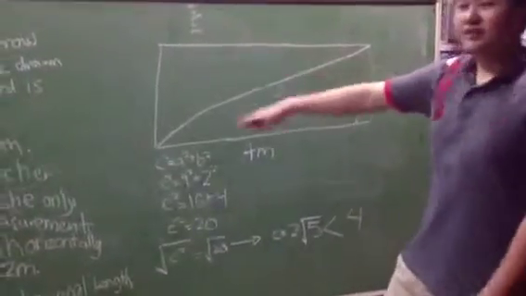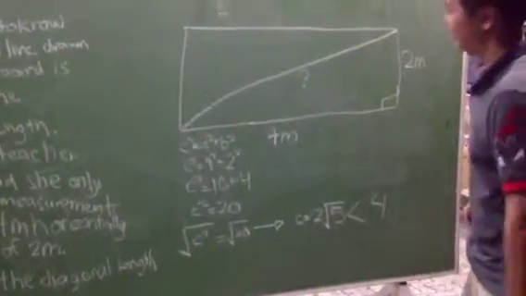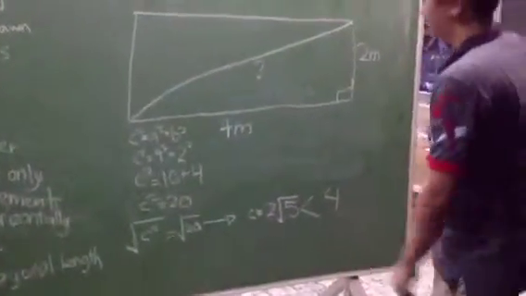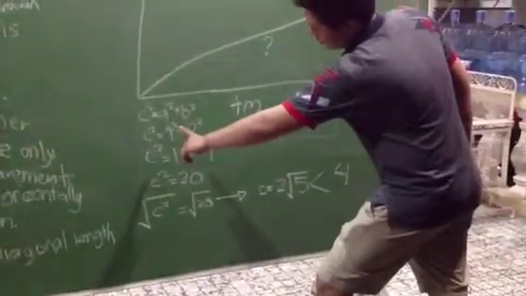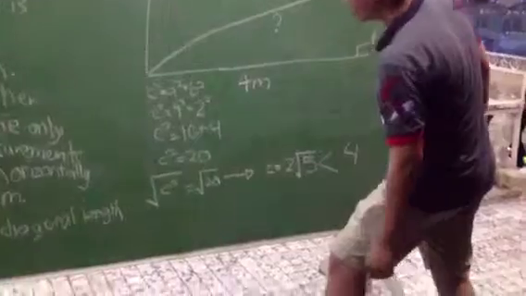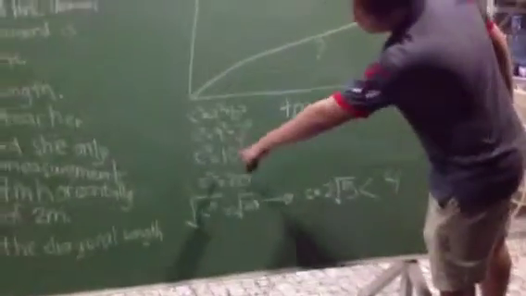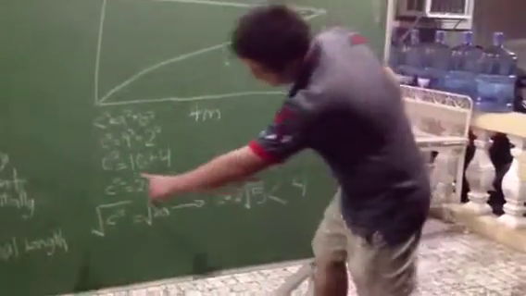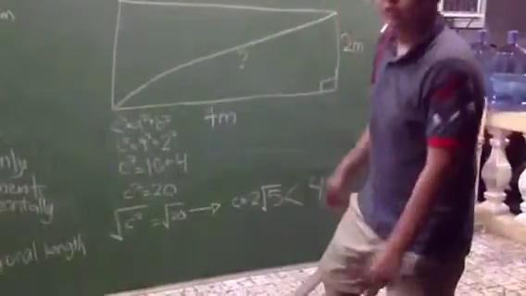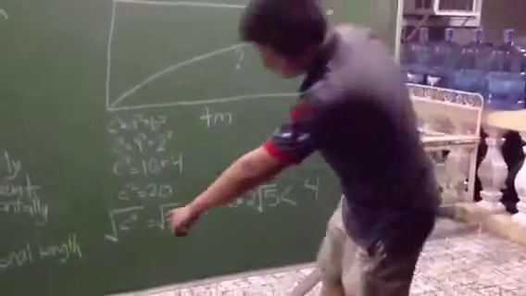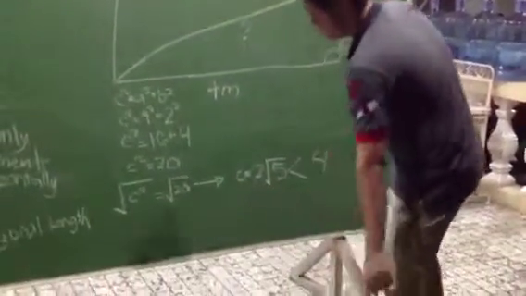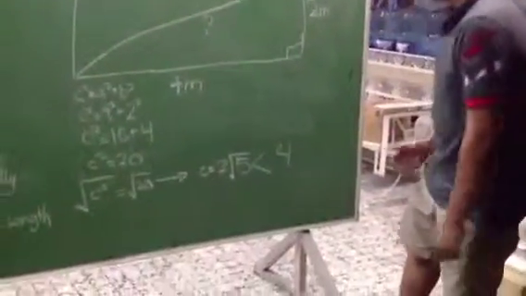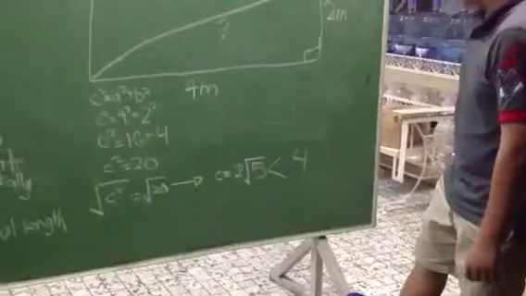So you can make this a right angled triangle, and the solution is c squared equals a squared plus b squared. So c squared equals 4 squared plus 2 squared, and if you square them both, it's 16 plus 4. If you add them together, c squared equals 20. The square root of c squared equals the square root of 20, so c equals 2 square root of 5.